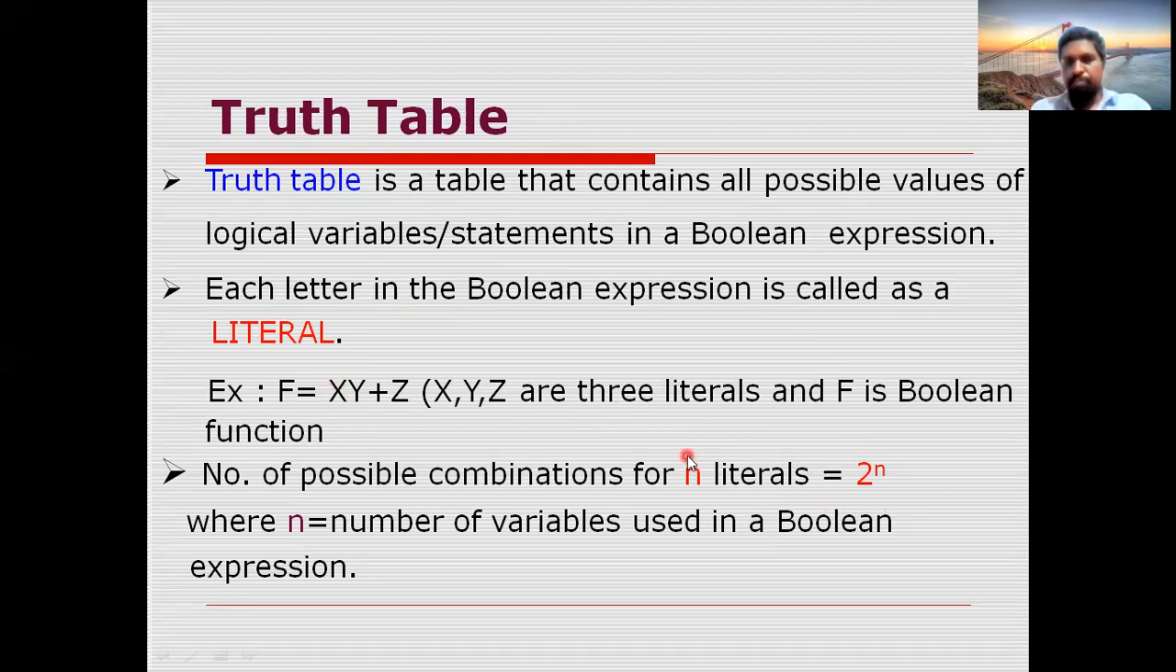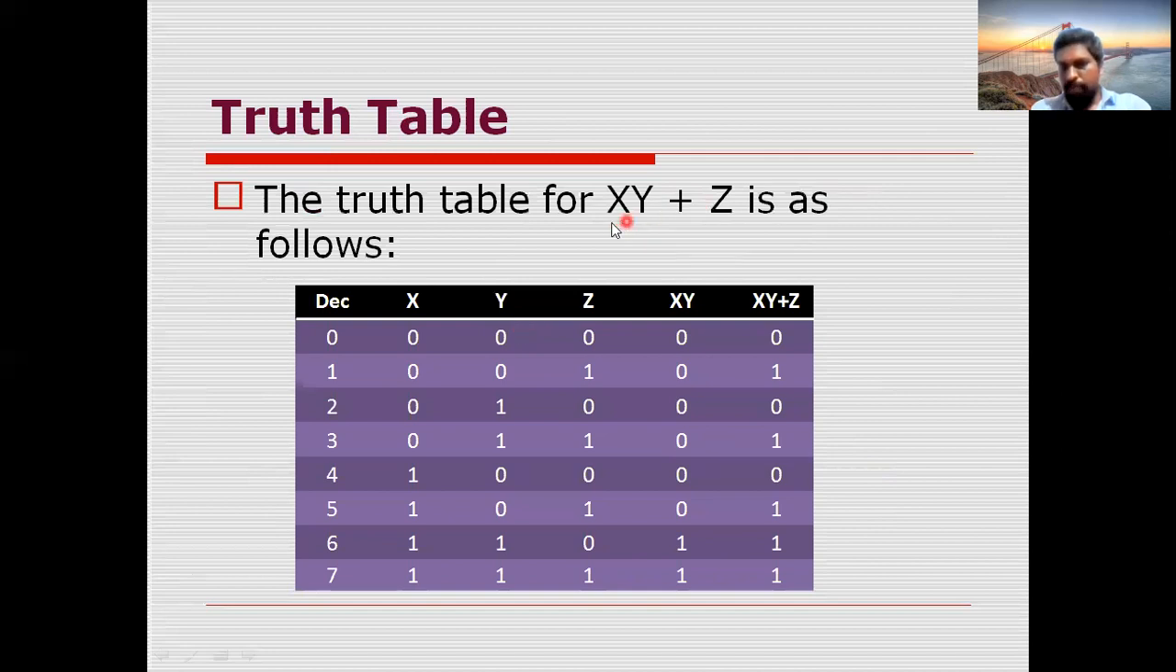Okay. Next. So how to frame a truth table? Suppose we have an expression like this. This expression consists of 3 input variables. What are they? X, Y, Z. So write them X, Y, Z. As we are having 3 input variables, how many combinations will you have? 2 power n, so 2 power 3. You will have 8 combinations.